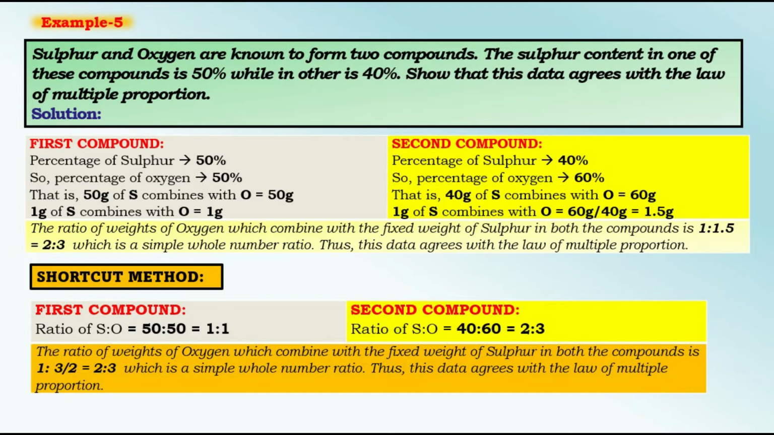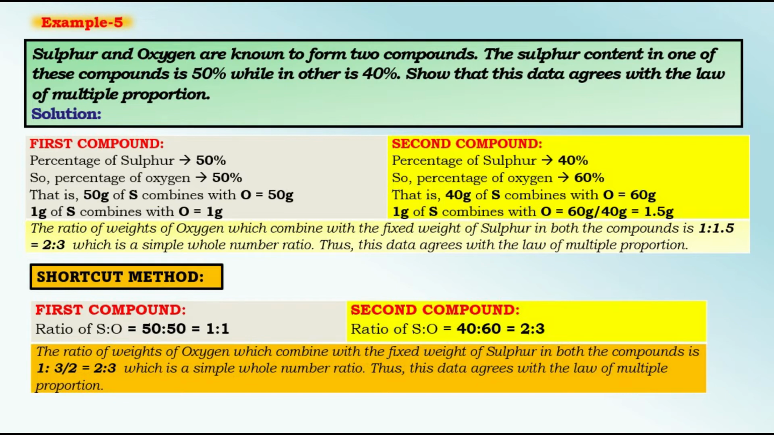The ratio of the weights of oxygen which combine with the fixed weight of sulfur in both the compounds is 1:1.5, that is equal to 2:3, which is a simple whole number ratio. Thus, this data agrees with the law of multiple proportion.